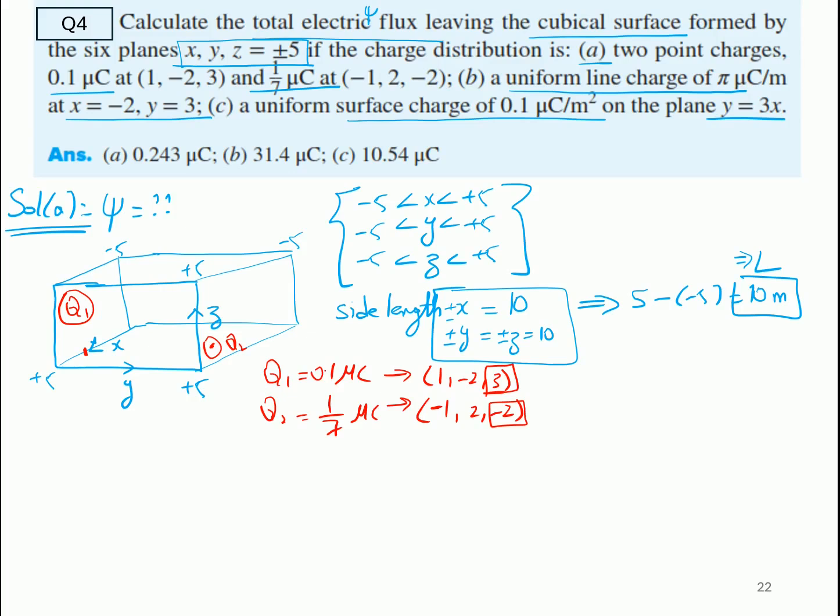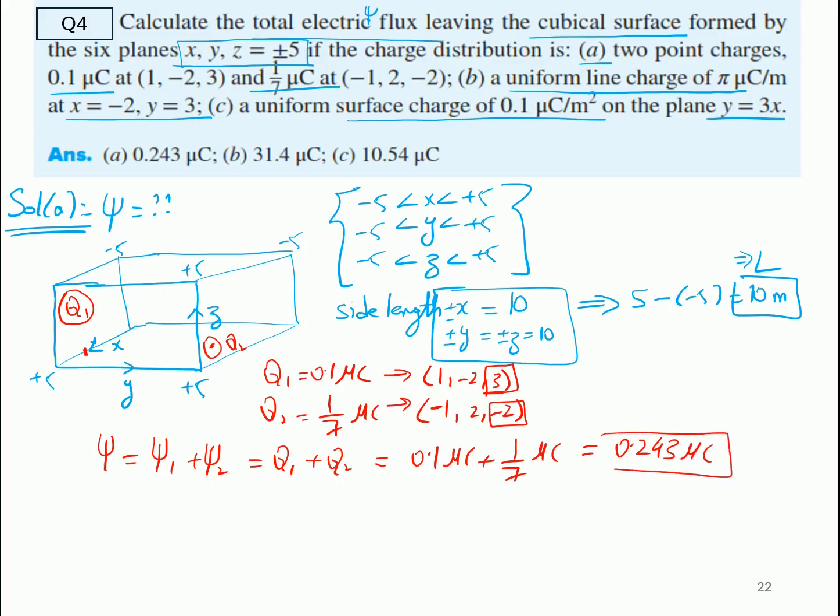This means that the total electric flux will be the sum of flux from 1 and flux from 2, that is charge Q1 plus charge Q2, that is 0.1 microcoulomb plus 1/7 microcoulomb, and it should be 0.243 microcoulomb. So this is the total flux present inside this cube with boundaries of plus minus 5. So this is the solution to the first part. Now let's come to the second part.